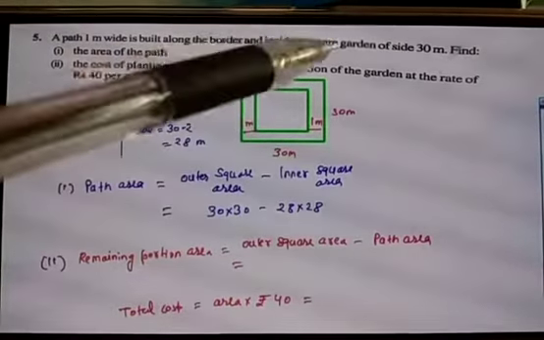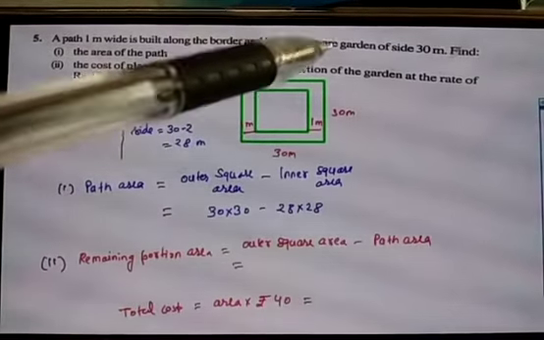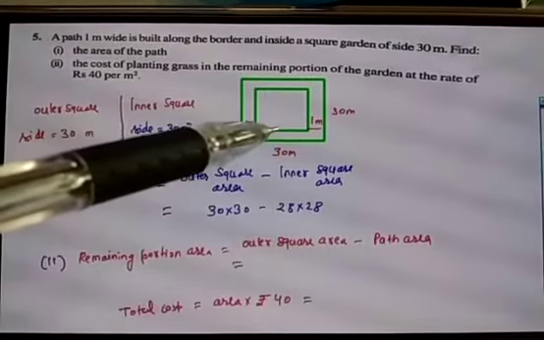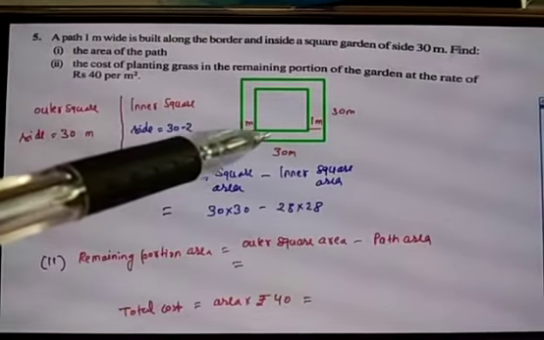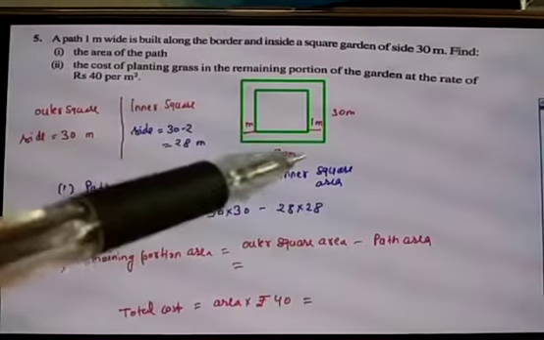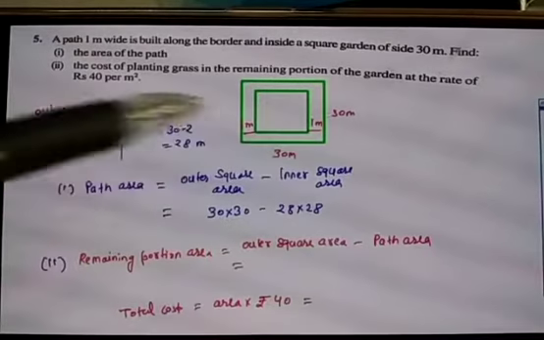They have given only the side, 30 meter. Why? Because it is a square. In a square, all the sides will be equal. A rectangle has a different length and a different breadth. Okay, so here it is a square that is given. You should remember and take that as 30 meter.